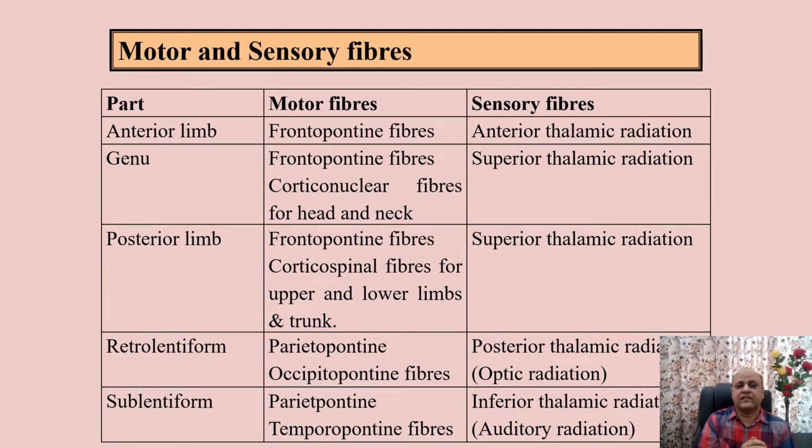So this is the tabulated form of the constituent fibers of the internal capsule. Now here we can appreciate the different parts of the internal capsule and which motor fibers and sensory fibers are passing through different parts of the internal capsule. So this posterior thalamic radiation is also called optic radiation, while the inferior thalamic radiation is also called auditory radiation. So here we can appreciate that through the sublentiform part, which you could not see in the diagram also, pass the motor fibers parieto-pontine and the temporo-pontine fibers. So this table I have already explained previously with the diagrams.